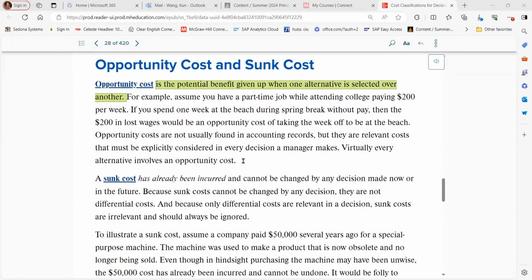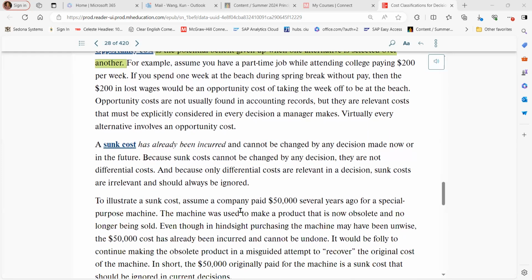Then sunk cost. With this one, lots of people don't realize that sunk cost is always irrelevant, even though it was already incurred. It means you already paid the cost sometime before. But lots of people fixate on the payments, thinking, I already paid for my car or the machinery, so I have to use it forever because I want to recover the cost I paid. But this view may lead to a wrong decision, like the example the book is discussing here.